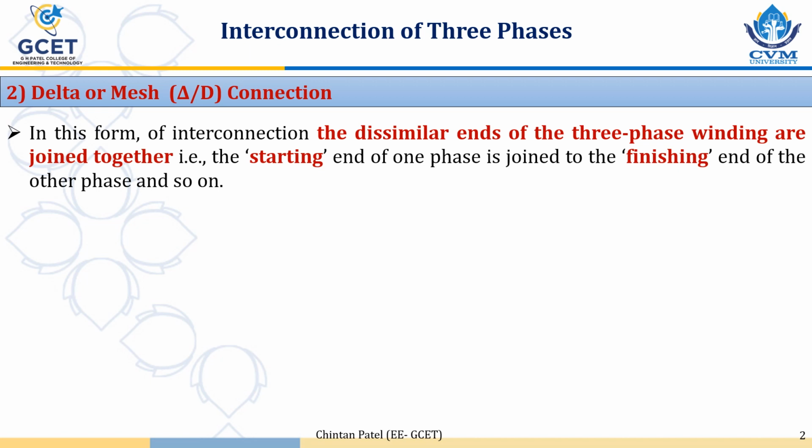The dissimilar ends or different ends of the three-phase windings are connected together. For example, the starting end of one winding is connected with the finishing end of the next winding. Similarly, the starting end of the second winding is connected with the finishing end of the third winding, and the starting end of the third winding is connected with the finishing end of the first winding. By connecting this type of dissimilar ends together, we will have a delta connection or mesh connection.